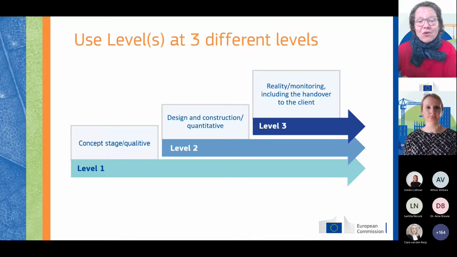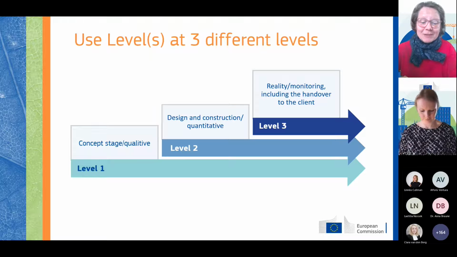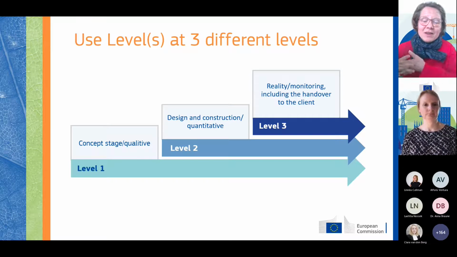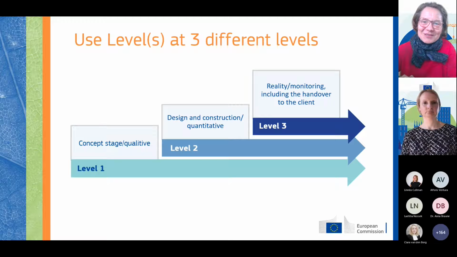And I want to remind you of what I mentioned in the previous section: you choose the indicators that you want to work with. If you pick up Levels in a voluntary way, so to say, you're not forced by legislation, for example, you choose which ones you are interested in, and you choose the level you want to work with as well. Next one, please.